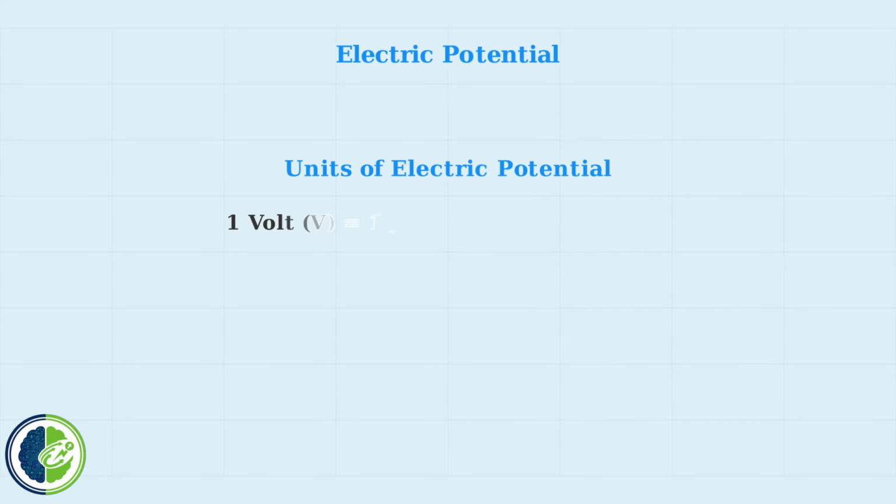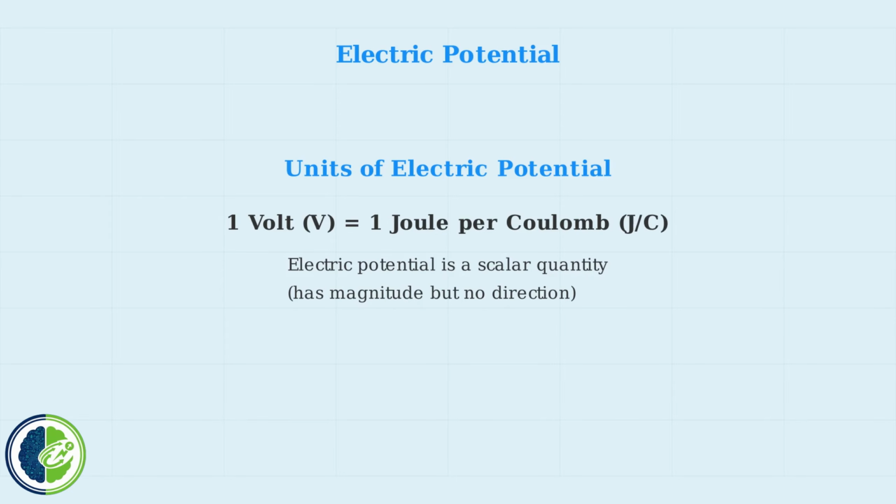Electric potential is measured in volts, where 1 volt equals 1 joule per coulomb. This tells us how much energy per unit charge is stored at that point. Importantly, electric potential is a scalar quantity, meaning it has magnitude but no direction.